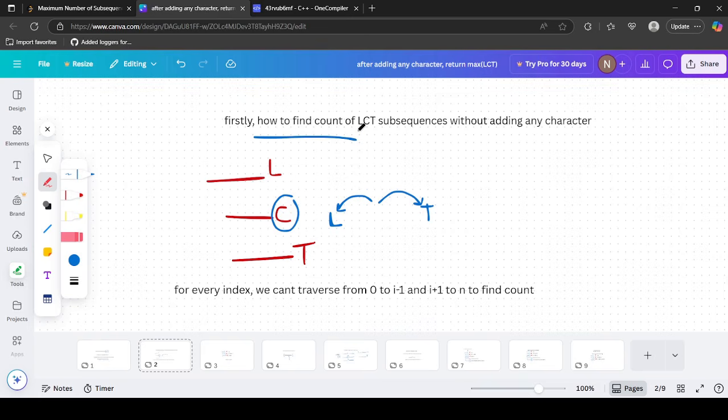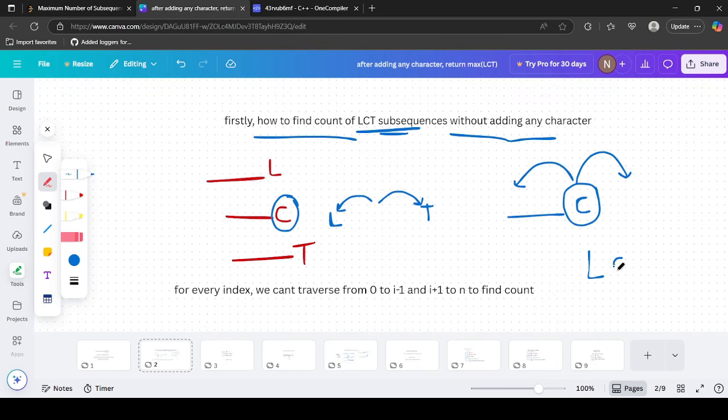Firstly, how do we find the count of LCT subsequences without adding any character? Initially we have a string. So let's say we are at index of a C. If we are at character C, then what is the count of LCT subsequences that we get? It will be simply the count of L before, multiplied by the count of T after, because it should be LCT. So if we are thinking with respect to C, we can get a subsequence only if we have some L's before and some T's after.